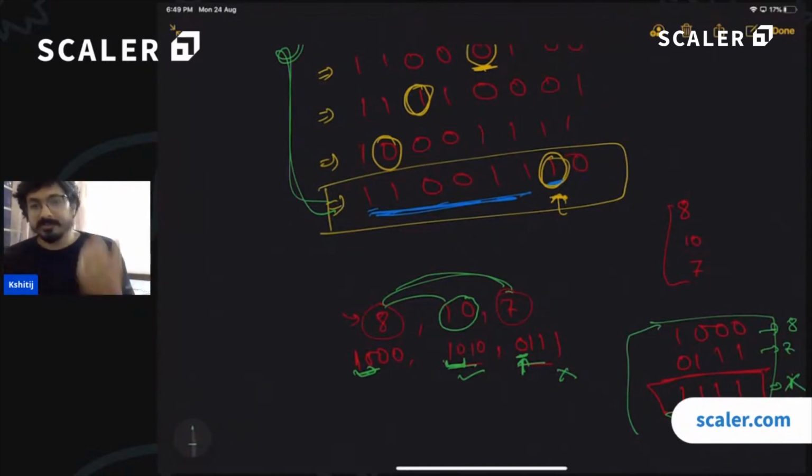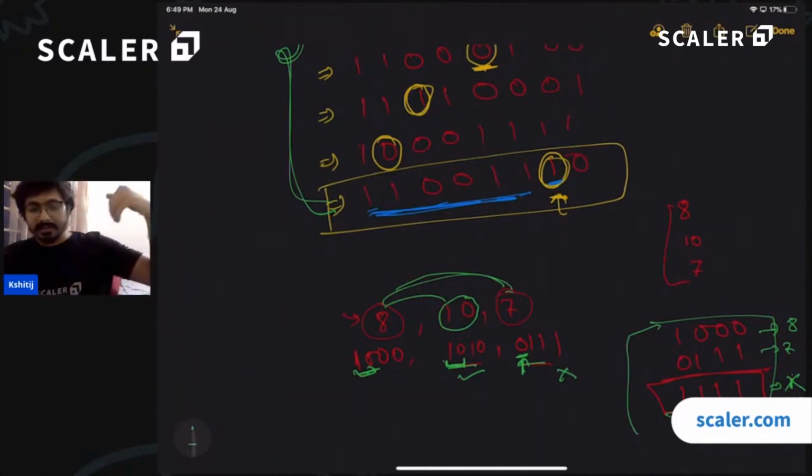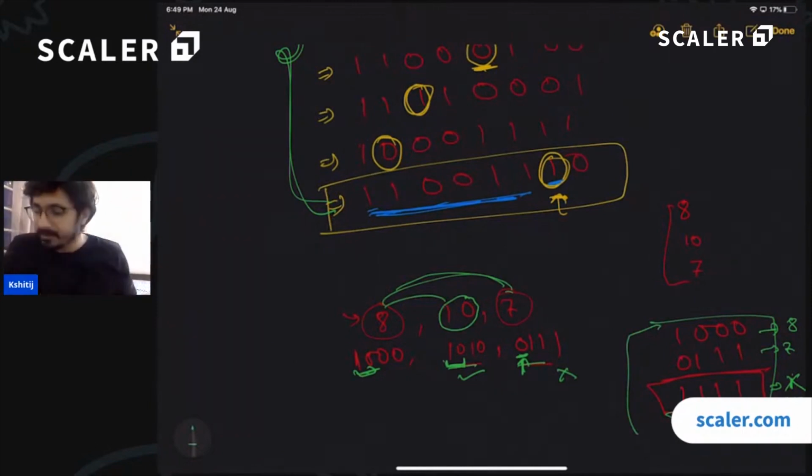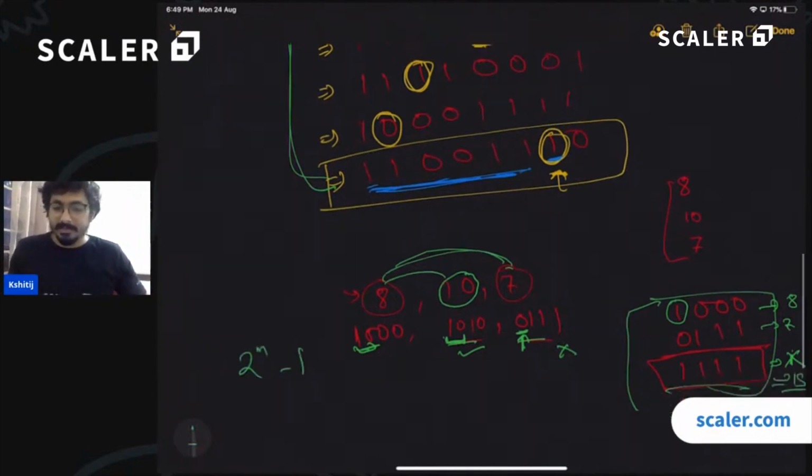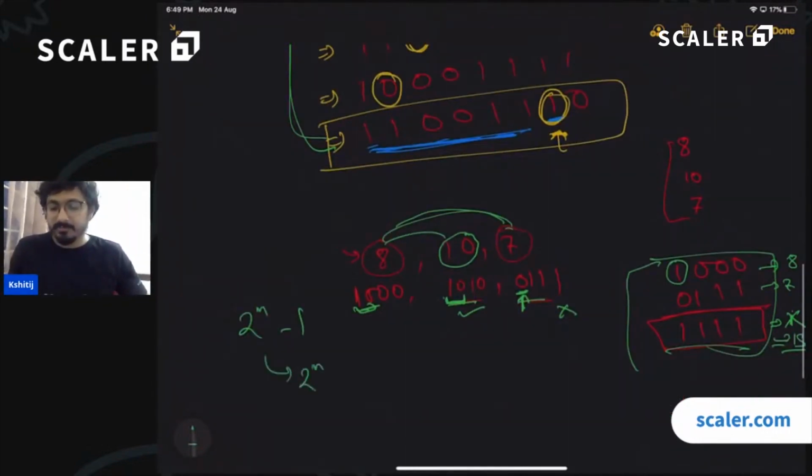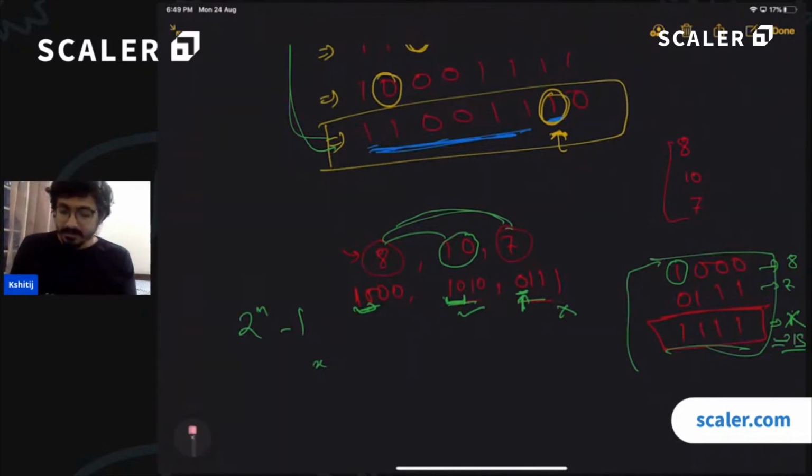The observation that you are making can be correct only in those cases where you are not adding a new digit, right? So if you are switching from a number of the form 2 raised to power n minus 1 to 2 raised to power n, in that case you will be getting a very large XOR value. Okay, so how to solve this problem?